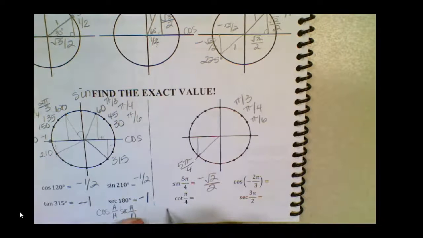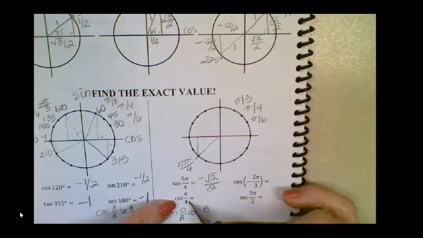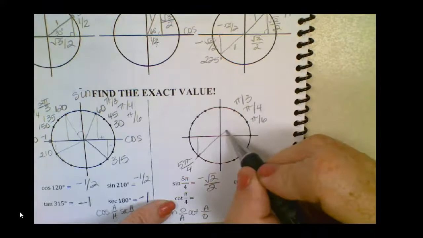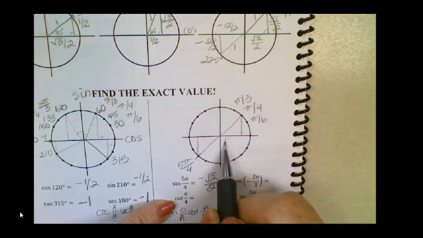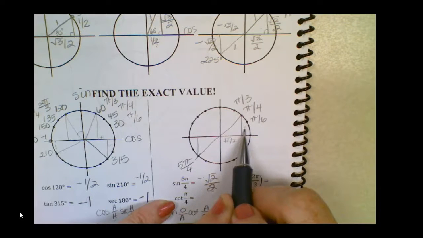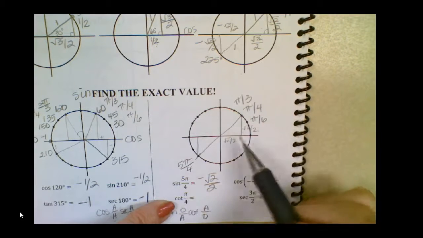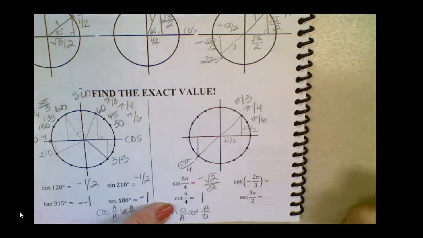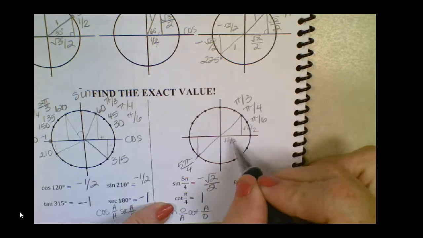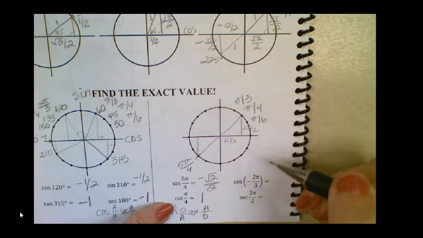Cotangent of pi over 4. So tangent is opposite over adjacent, which means that cotangent is adjacent over opposite. So let's find pi over 4. Well, that's right there. And I have square root of 2 over 2 and square root of 2 over 2. So now the only difference is I'm going adjacent over opposite, but I still get 1 as my answer. Square root of 2 over 2 divided by square root of 2 over 2 is just 1.